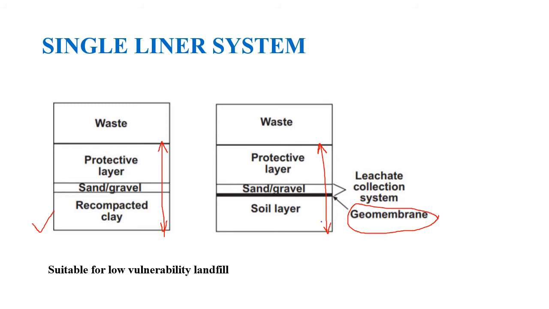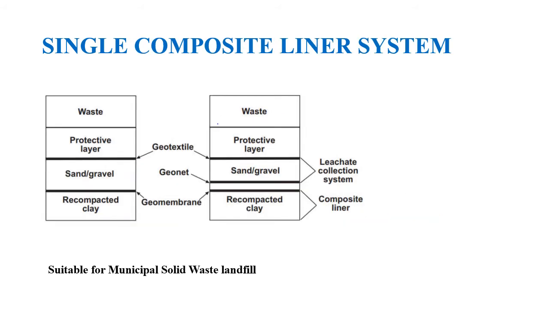Now let's move on to the next type of liner system. Next is the single composite liner system. Let's look at the first type of single composite liner system. Here you have the waste, and below the waste is the entire liner system that we are going to talk about, the single composite liner system. Here you have the protective layer, which serves as an extra cushion for the liner system below.